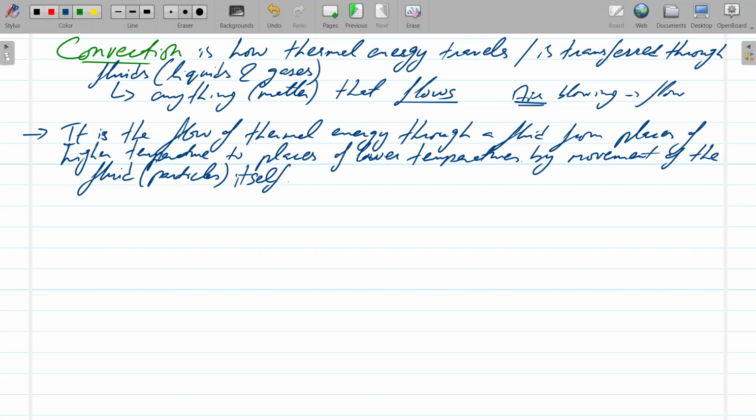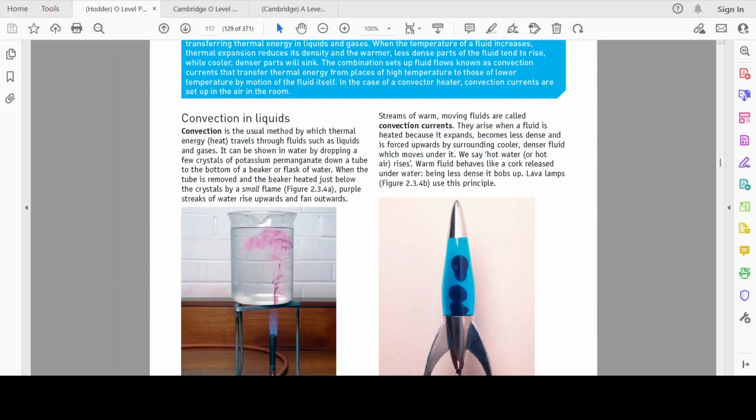Okay. So how can we study this? For example, they've given the example of adding a few crystals of potassium permanganate. In fact, I'll just put the book on screen for that one instead of writing it out on the whiteboard. Can you see that?